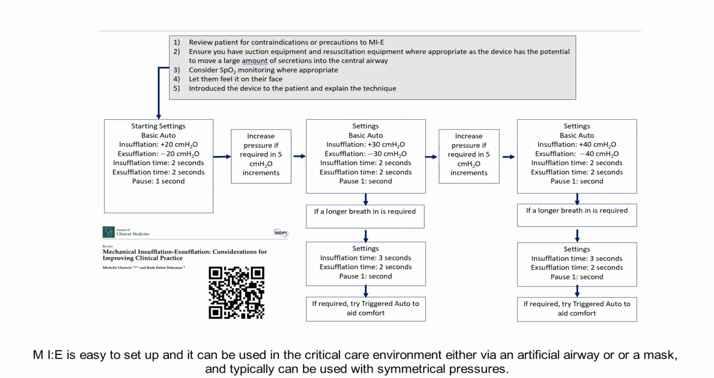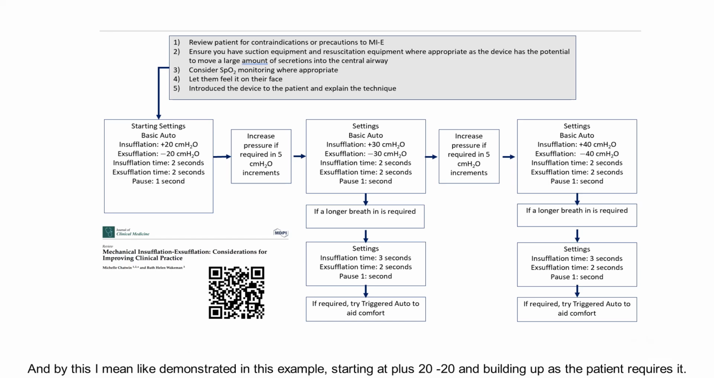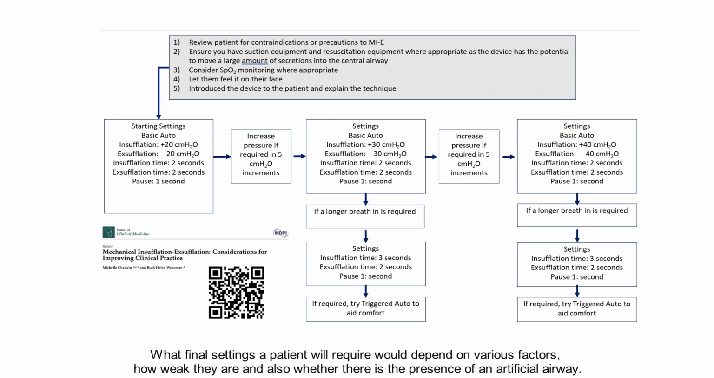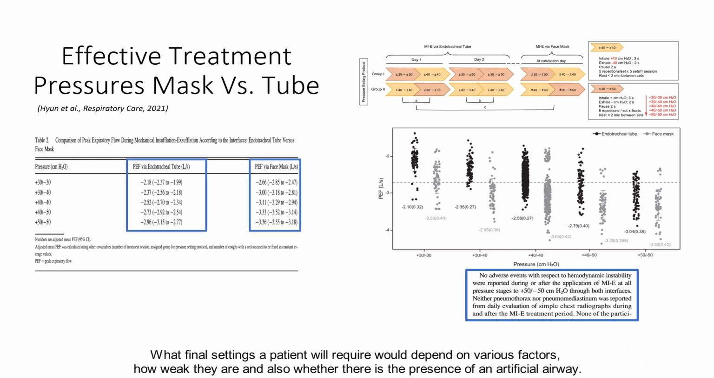MIE is easy to set up and it can be used in the critical care environment either via an artificial airway or a mask, and typically can be used with symmetrical pressures, and by this I mean like demonstrated in this example, starting at +20, -20 and building up as the patient requires it. What final settings a patient will require would depend on various factors, how weak they are, and also whether there is the presence of an artificial airway.